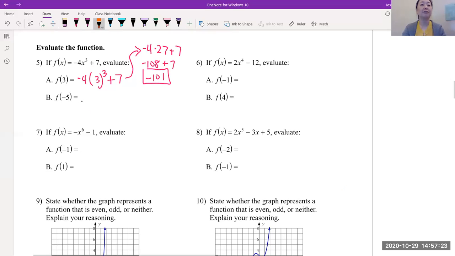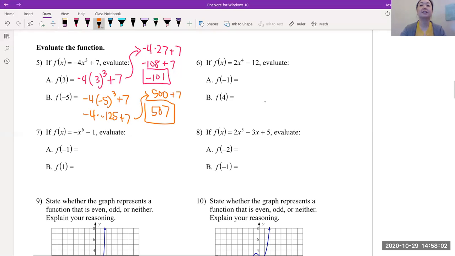All right. And then for -5, you're going to do the exact same thing, except for -5. So remember, always put in parentheses. All right. So -4 times -5 to the 3rd power plus 7. Remember, this is not -5 times 3. No, it's -5 times -5 times -5. All right, which is going to be -125. So -4 times -125 is going to be 500 positive, right? Because negative times negative is positive, plus 7, which is 507. Yay.